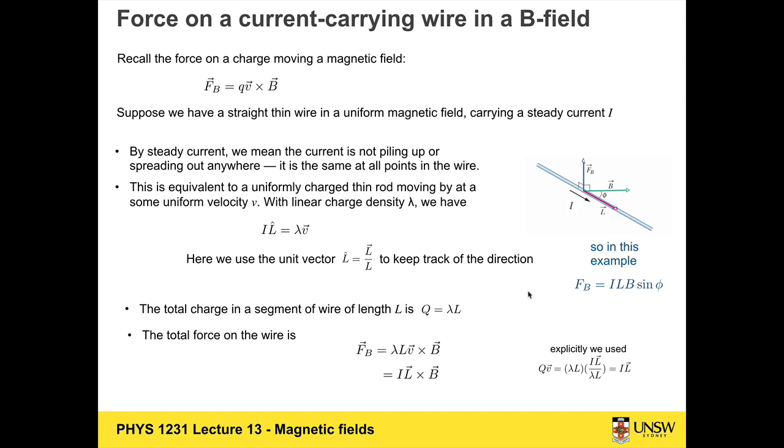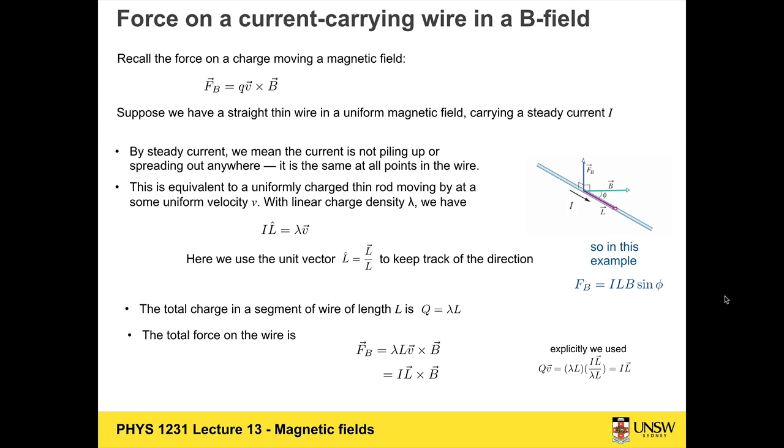If we look at a segment of this wire that has length L, it has a total charge lambda times L. If we use the equation for the force on moving charges and plug this Q into the formula, we'll see that we have a force on the wire that's I times the vector L, which has direction in the direction of the current through the wire and magnitude L, the length of the wire, crossed with B. So we see now how to calculate the force on a straight segment of wire.